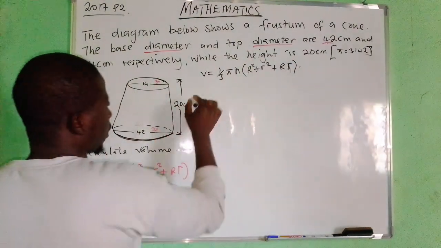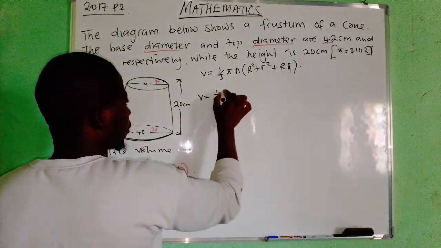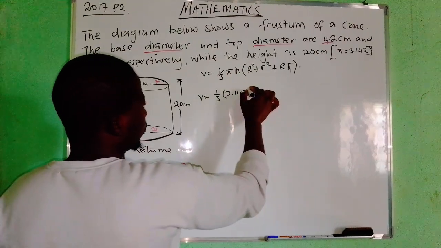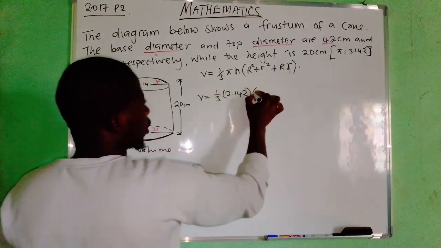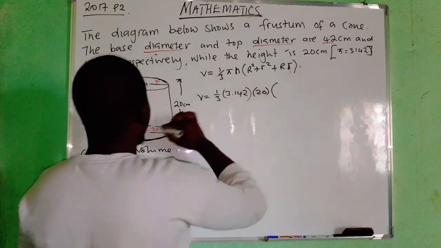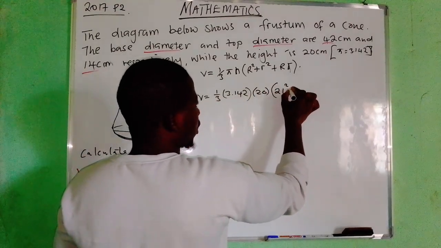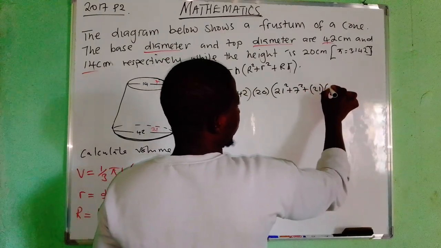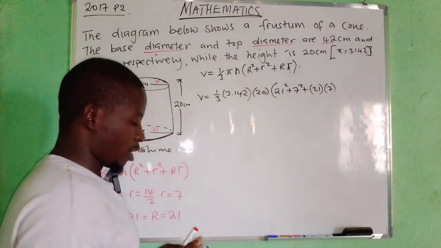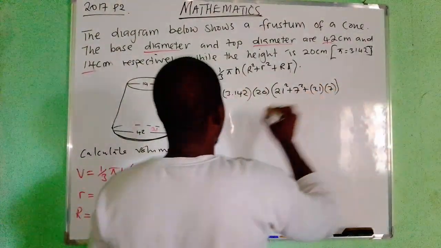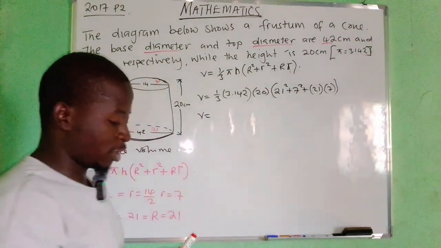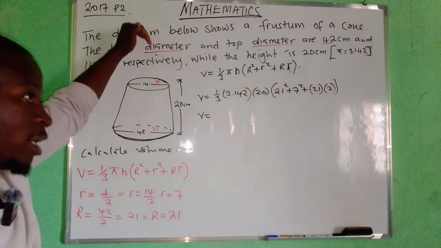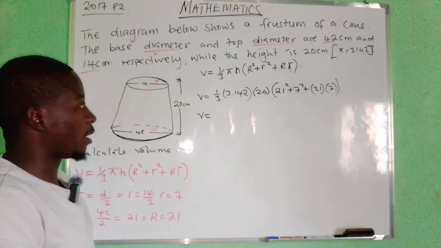From there, we say volume is equal to 1 over 3. Pi should be 3.142. Since it's paper 2, they usually give it as 3.142. We have the height to be 20. From there, we open what is our radius. The bigger radius is 21 squared plus 7 squared plus 21 multiplied by 7. When we punch all this together, they are going to give us now the volume of a frustum. And the volume is actually correct if you go by that formula of wanting to find the whole height, where we extend the cone to find the bigger height.